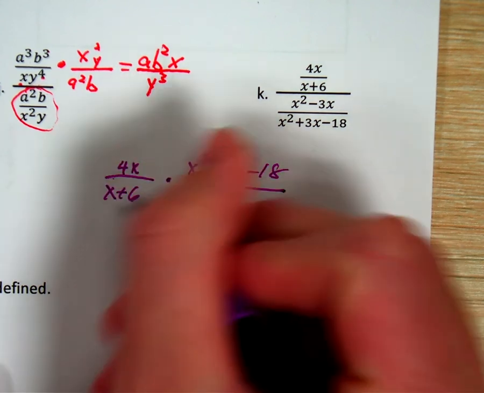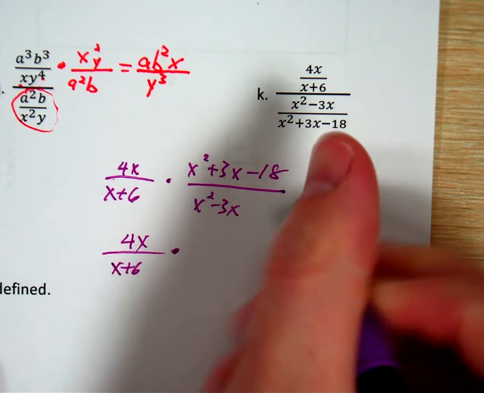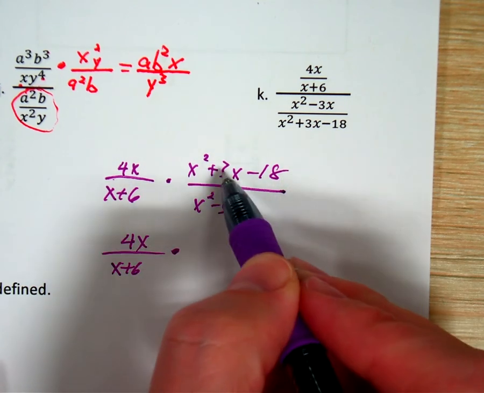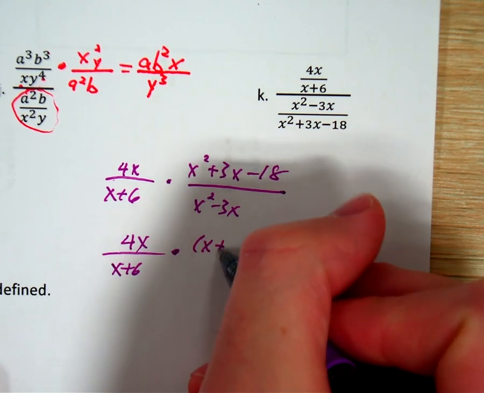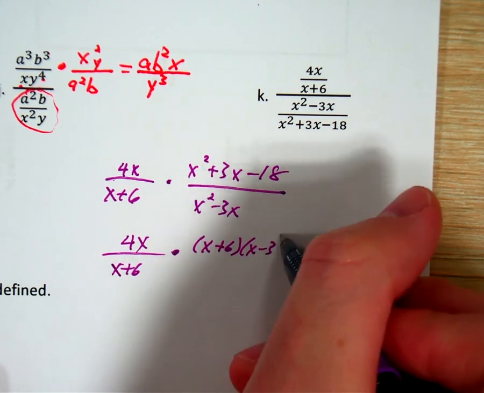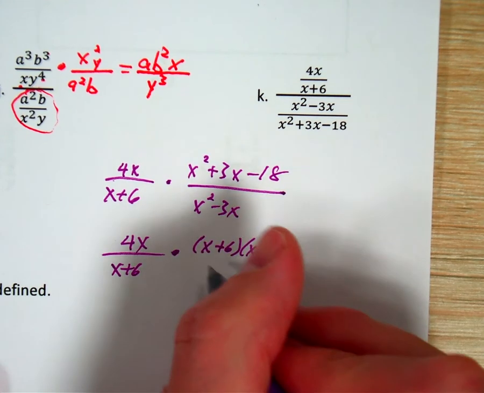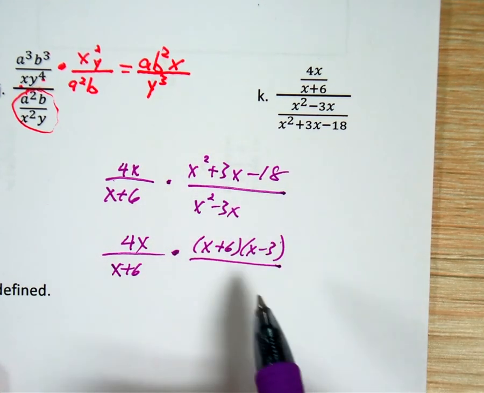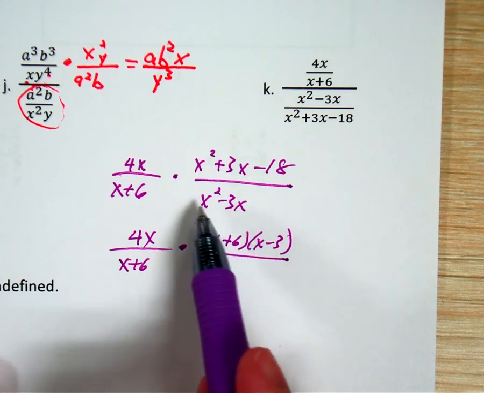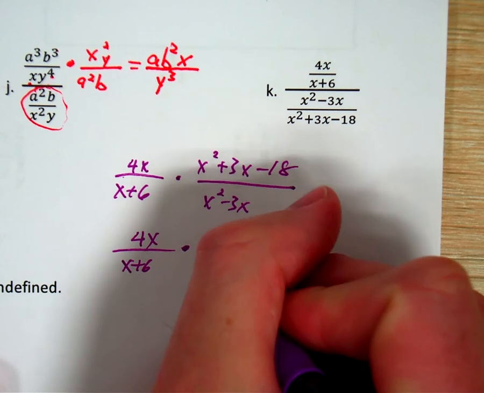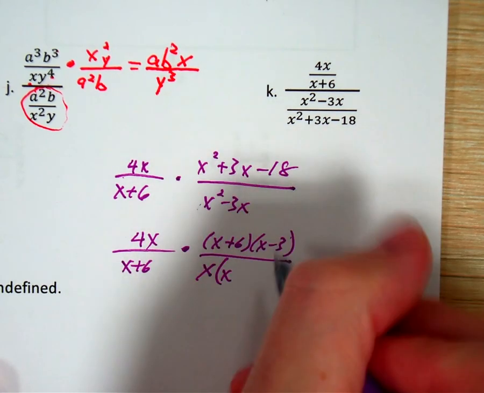Okay, well, we can't do any factoring over here. 4x on top, x plus 6 on the bottom. What multiplies to negative 18 and adds to positive 3? We're going to have an x plus 6 and an x minus 3. That would multiply to negative 18 and add to positive 3. And what can I do on the bottom? They both have an x squared and 3x. This actually has two x's. It's x times x. So I can take an x out in the front, and that's going to leave me now with just x to the first minus 3.